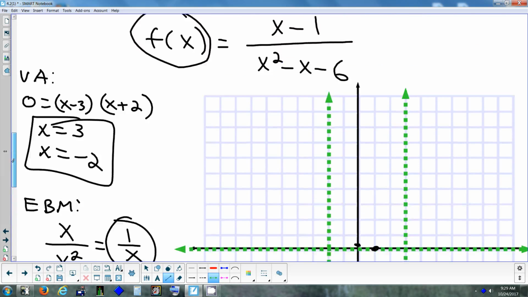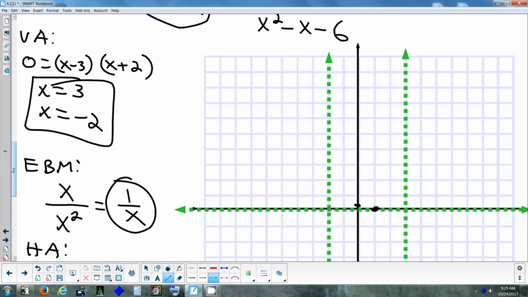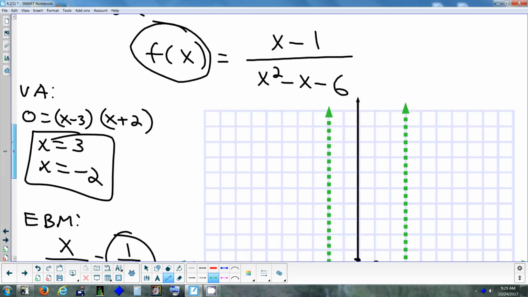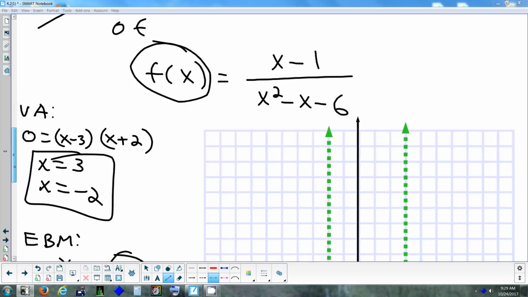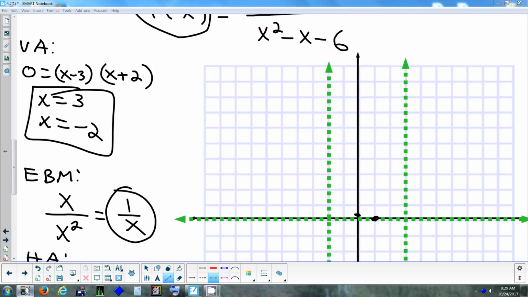What is going to help me now is checking the behavior near the asymptotes. I'm going to check a value just to the left and just to the right of each asymptote. To do that, I need to type it in, because it's a lot faster to use the table than to do this by hand. All right, so we've got x minus 1 divided by x squared minus x minus 6. My first asymptote is -2.